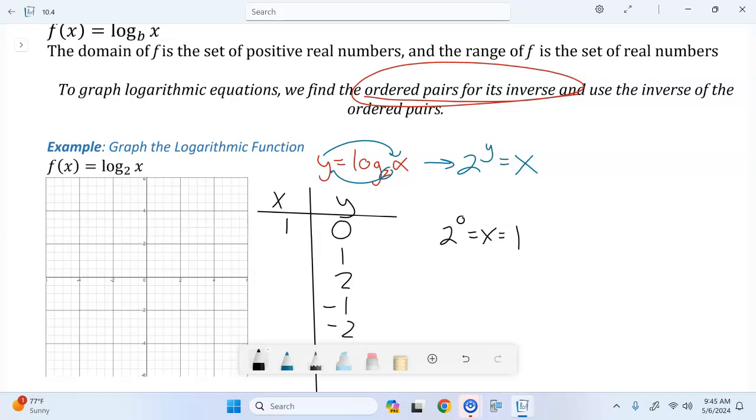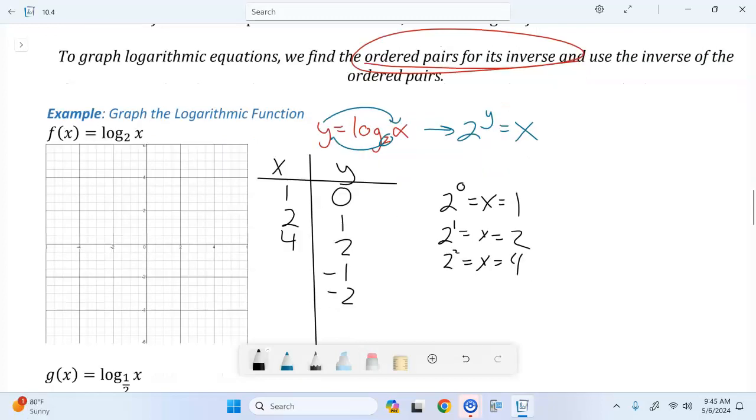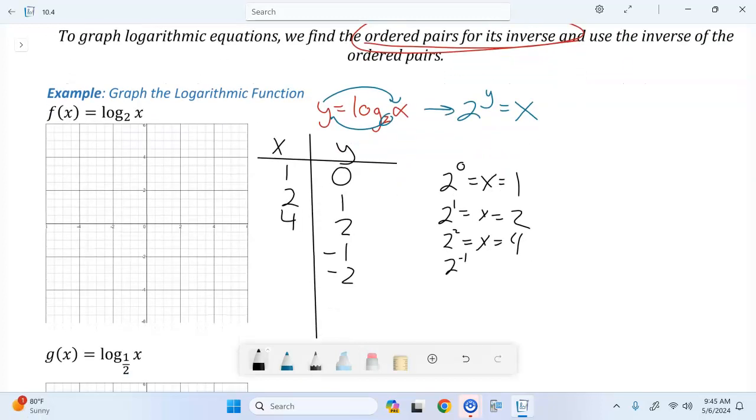So we're solving for our x value. We're just doing it backwards. 2 to the first equals 2. We're solving for the x value. Okay? 2 to the second, solving for the x value. 2 to the negative first, that's our x value, and 2 to the negative second.